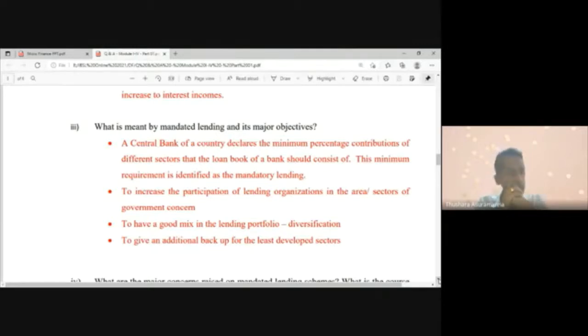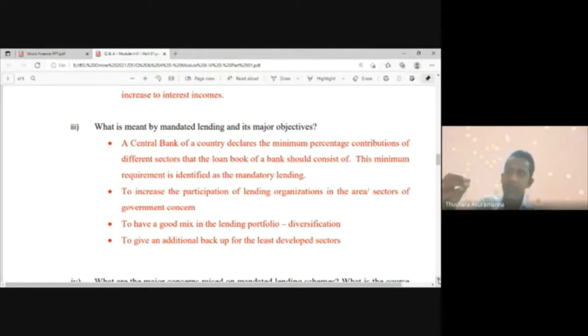Like in Sri Lanka, we have agri sector mandatory lending. So 10% of the bank's loan book should be towards the agri sector. So what mandatory lending is, the central bank can anytime come and ask the licensed commercial and specialized banks to maintain a minimum exposure towards a given sector. Mandated lending. So what are the objectives?